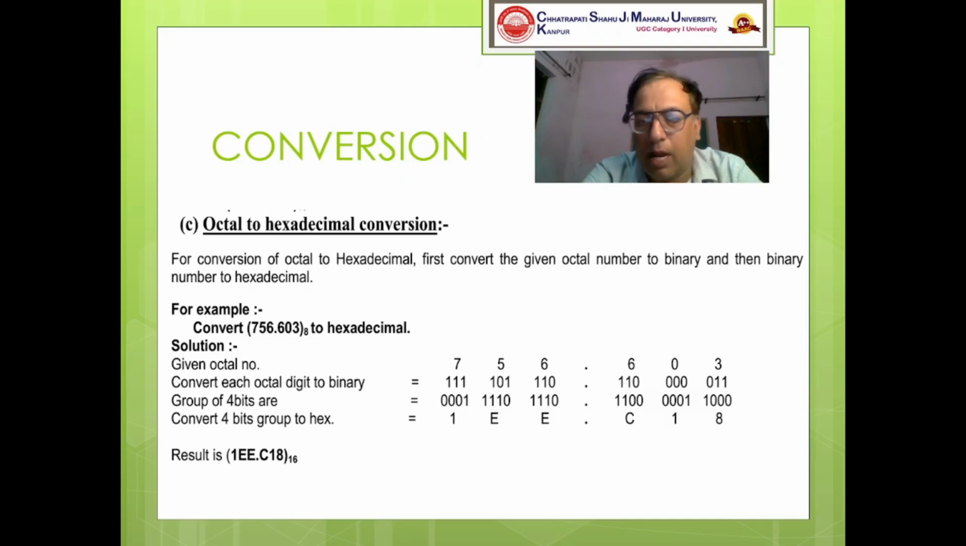I'm just repeating. First of all, convert the octal number into 3-bit binary, as we usually do. Then sum up this 3-bit binary and make groups of 4-bit binaries out of that. And that 4-bit binary can be easily converted to the hexadecimal number.